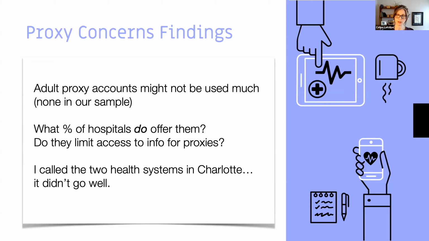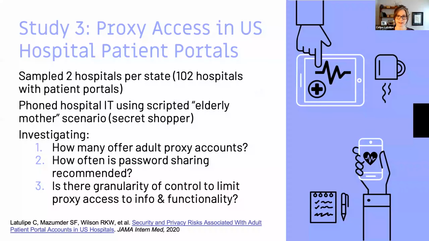So on a whim, not under any real official research umbrella, I called the two healthcare systems in Charlotte, North Carolina, where I was living at the time. And I said, my elderly mother is moving to the city. She needs to get set up with a healthcare system. Do you have patient portals? Can I get an account so I can help her manage her healthcare? And actually, at the time, the two biggest health systems in Charlotte, North Carolina, didn't offer proxy accounts at all. So that was concerning. And I said, well, how can I help my mother manage her healthcare? And they said, oh, just have her share her password with you. And as a computer science person, I was just like, oh, that's not good. That's not good at all. So this led to our third study, and this is the secret shopper study.